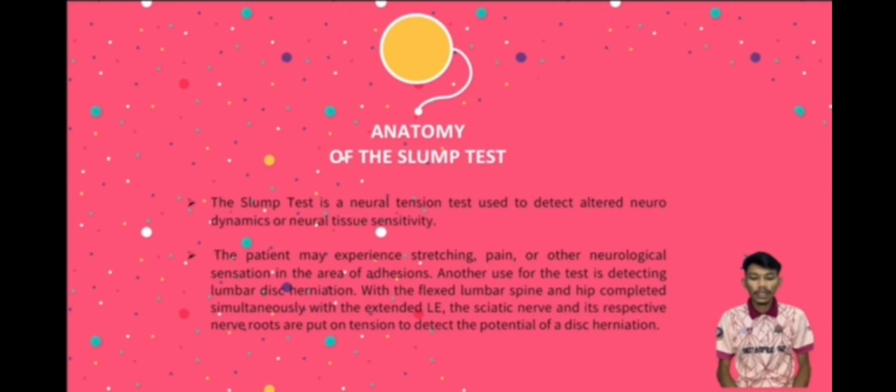Another use for the test is detecting lumbar disorientation, with the flat lumbar spine and the hip completely extended. The sciatic nerve and its respective nerve roots are put on tension to detect the potential of disorientation. So that's the anatomy of the slump test.